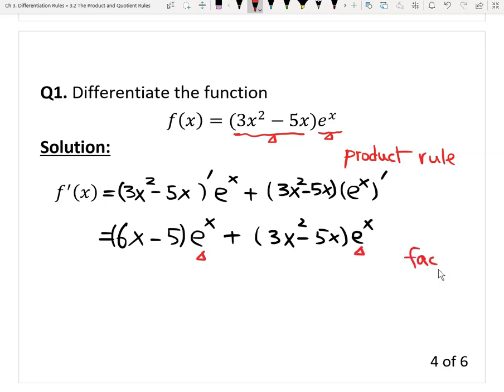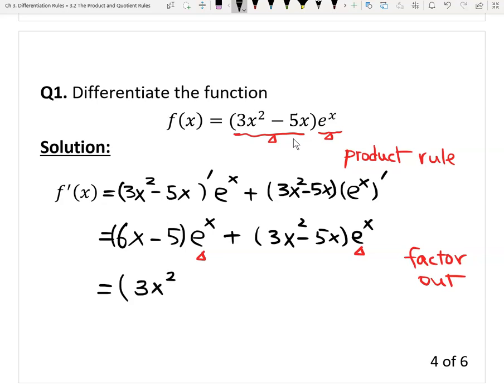Okay, we can do this. We can factor out the common factor. After we factor out, see what do we have? Now we have this. We have 6x minus 5 left, minus 3. Not a minus, plus 3x squared. So I changed the order a little bit, so it will look a little better.